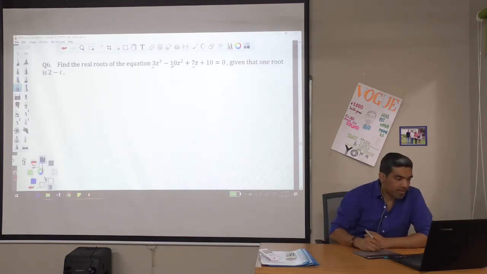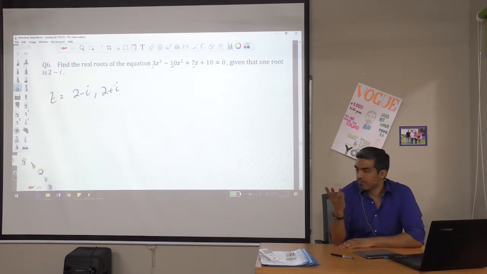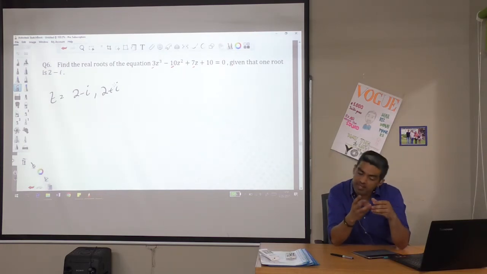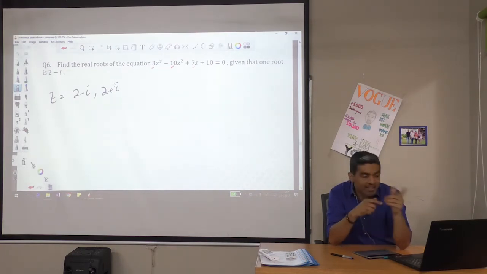So, if one root is 2 minus i, there must be another root to the polynomial which is 2 plus i. Now, there are only 3 roots. 2 of them are complex. The third one cannot be complex really, because if the third one is complex, then there has to be a fourth one as well, a pair of the third one. That's not possible because there are only 3 roots here. So, the third one has to be a real root. And that's what they're asking.